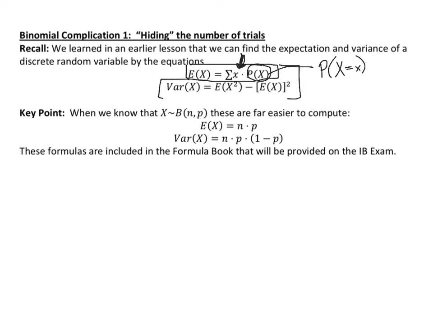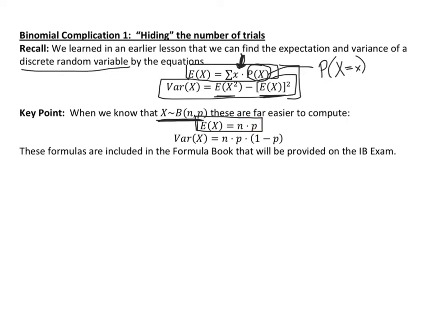And variance we found by doing this, the mean of the squares minus the square of the mean. So that's great for discrete random variables. The binomial distribution is a discrete distribution, but good news. When we know that a random variable is distributed binomially, these things are way easier to compute. If you want to find the expectation of the random variable, the expected number of successes, all you have to do is multiply together the number of trials with the probability of success.